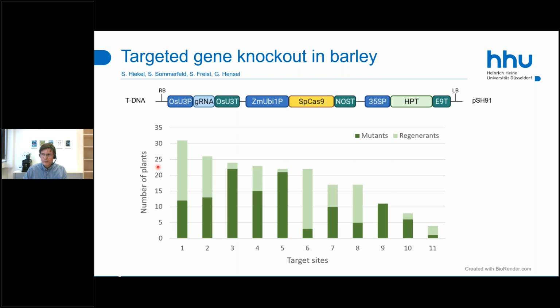So here on this diagram, I summarize some attempts for 11 target sites. What you see here on the x-axis are the 11 targets, and on the y-axis, we have the number of plants. In the light green, you see the number of regenerants, and then the dark green shows you the number of mutant plants which was observed amongst those regenerants. As you can see, we have quite good, but also in some cases less efficient mutant frequency.